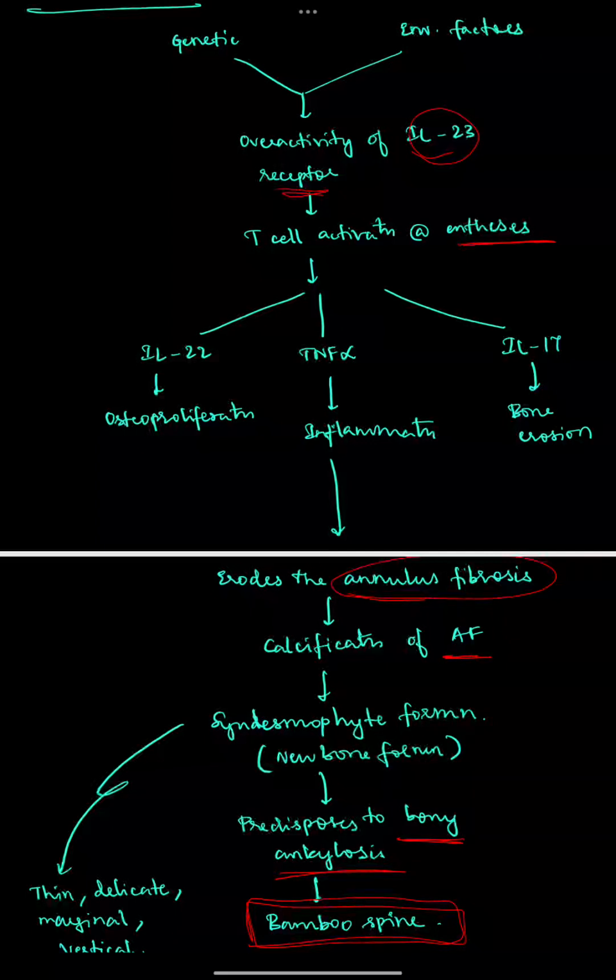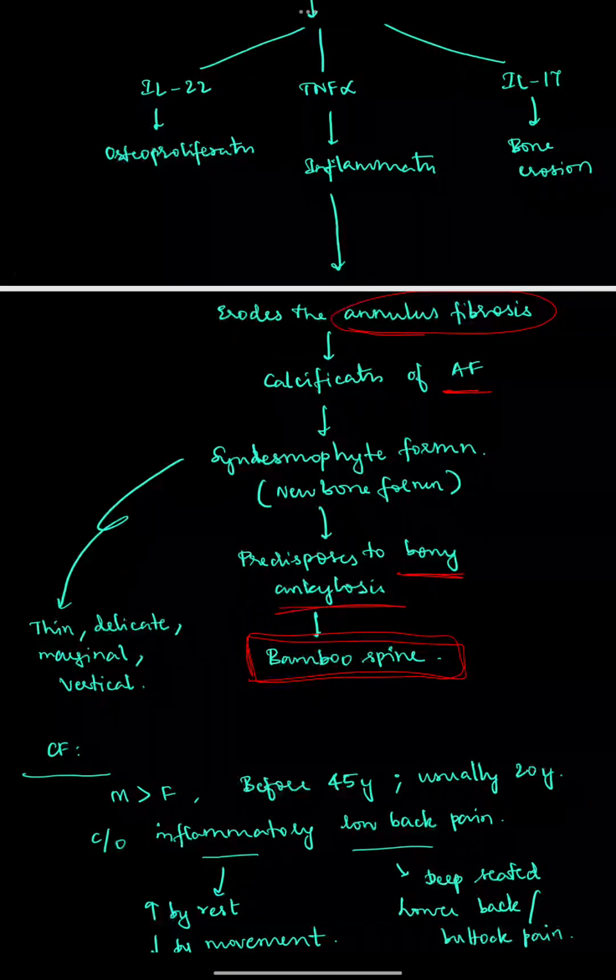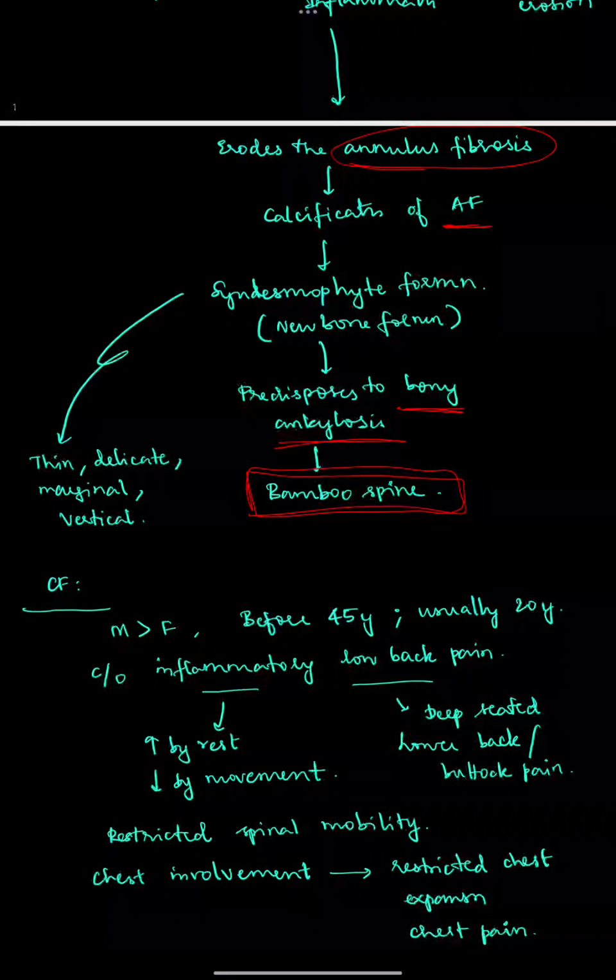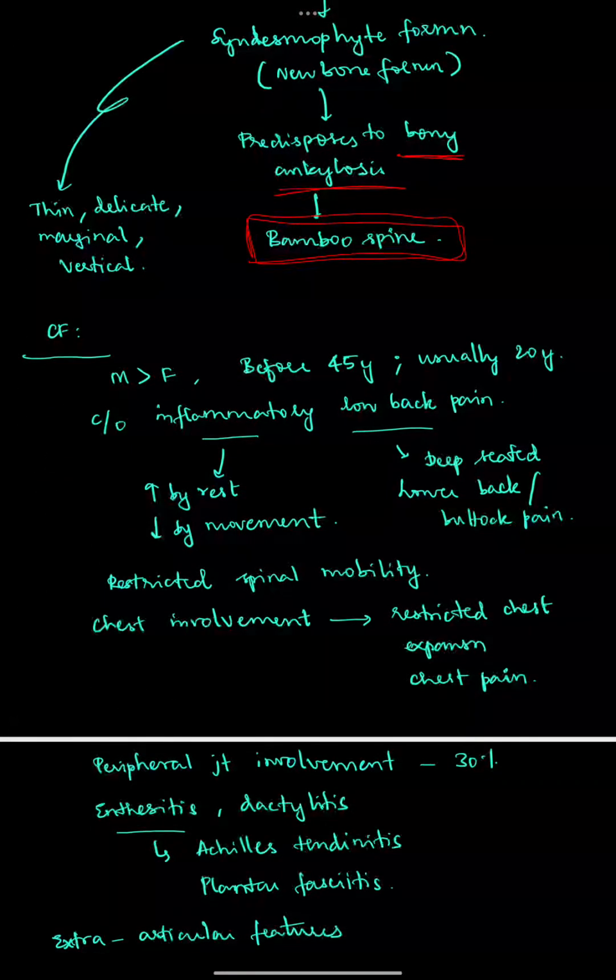TNF alpha produces inflammation that erodes the annulus fibrosus and then calcifies the annulus fibrosus. Erosion of the annulus fibrosus, calcification of the annulus fibrosus, and syndesmophyte formation, that is your new bone formation, predispose to bony ankylosis, that is your bamboo spine. So most commonly males are affected before 45 years, usually around 20 years.